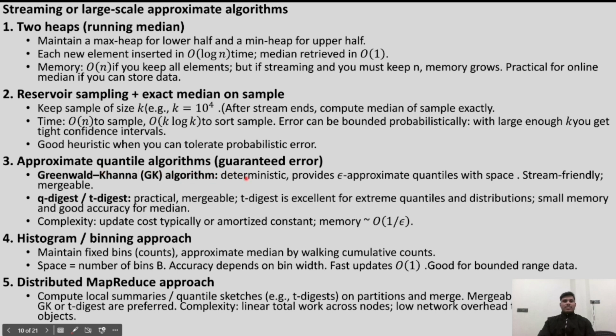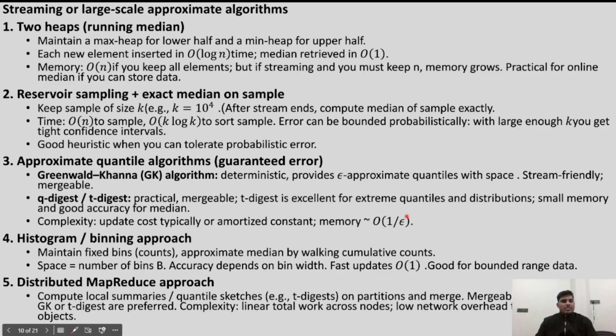Approximate quantile algorithms with guaranteed error. Greenwald-Khanna GK algorithm: deterministic, provides epsilon-approximate quantiles with small space, stream friendly. Also Q-digest and T-digest are practical and measurable, and T-digest is excellent for extreme quantiles and distributions, with small memory and good accuracy for the median. Complexity: update cost typically amortized constant. Memory is O(1/epsilon).